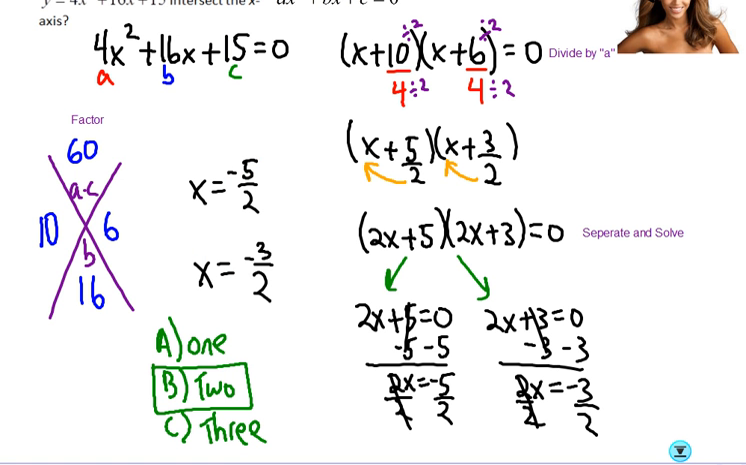All right, so pause it. Almost there. Try number 10 in the middle, and then we'll check back with you here in a second.